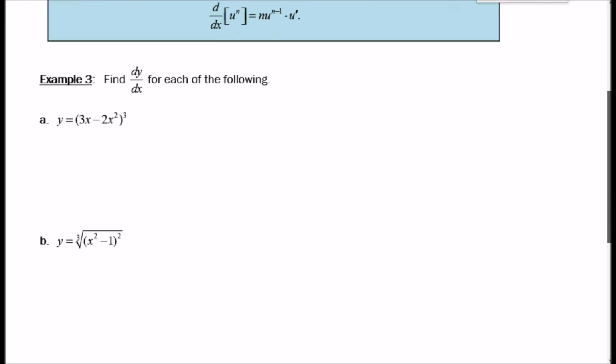Let's look at another example. We're going to take the power rule, multiply the 3 down to the front, and decrease it to the second, leaving the inside the same. One more step, multiply by the derivative of the inside, which is 3 minus 4x.